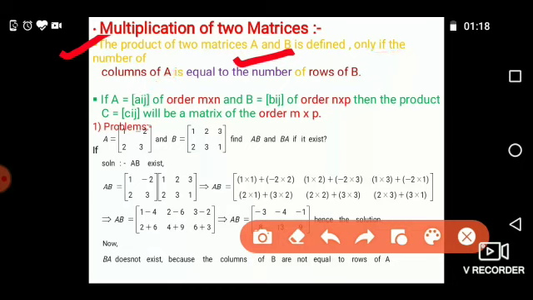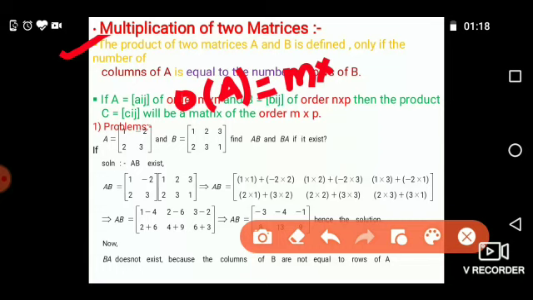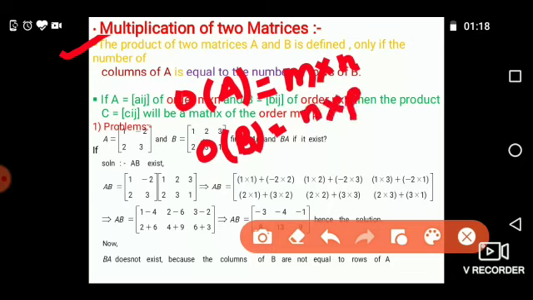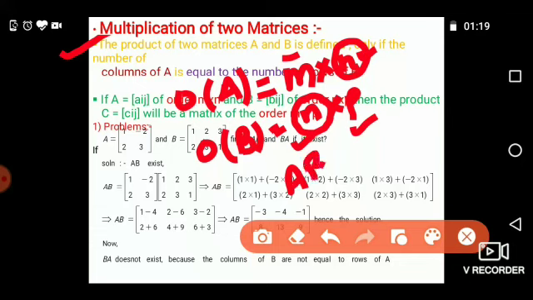Students, look here. If the order of matrix A, O stands for order, is M cross N, and the order of the matrix B is N cross P. As per the definition, matrix A has M rows and N columns, and matrix B has N rows and P columns. If the number of columns in matrix A is equal to the number of rows in matrix B, then AB exists and we can find the matrix AB.